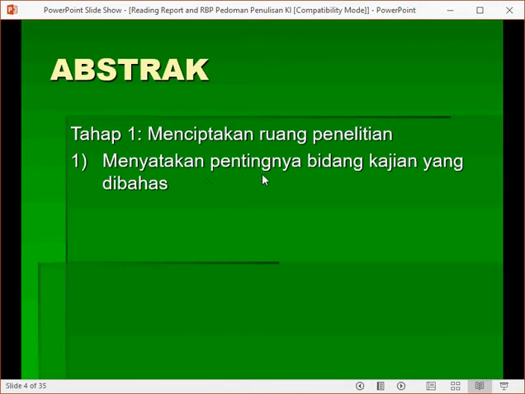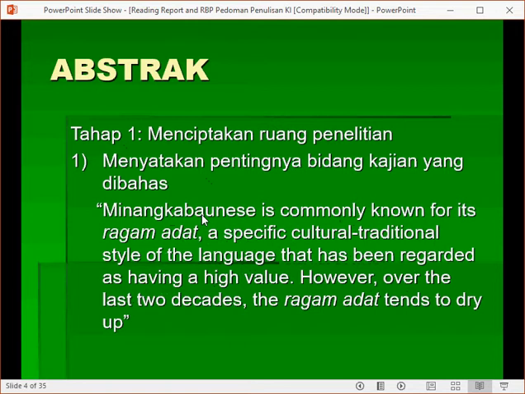State the importance of the field that you discussed. And the second one, it is the example. Minangkabau is commonly known for its ragam adat, a specific cultural traditional style of the language that has been regarded as having a high value. However, over the last 2 decades, the ragam adat tends to dry up. This is the burning issue or the field that you are interested in for your research.